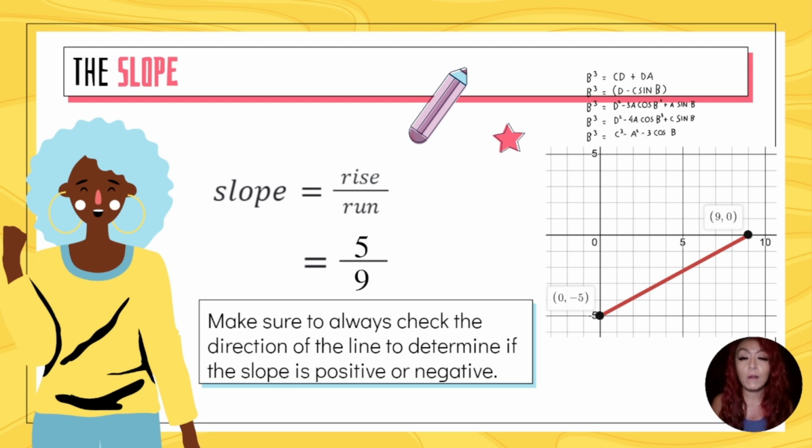So if you're using rise over run, after you calculate your rise over run, please make sure that you check the direction of the line to determine whether your slope is positive or negative.